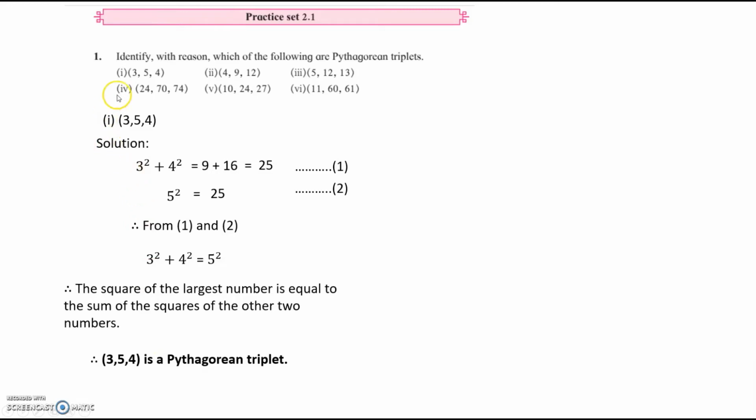The same way, let's do the second sum, 4, 9, 12. So again, these are the two smaller numbers, 4 and 9. So 4 square plus 9 square is equal to 16 plus 81, that's equal to 97.